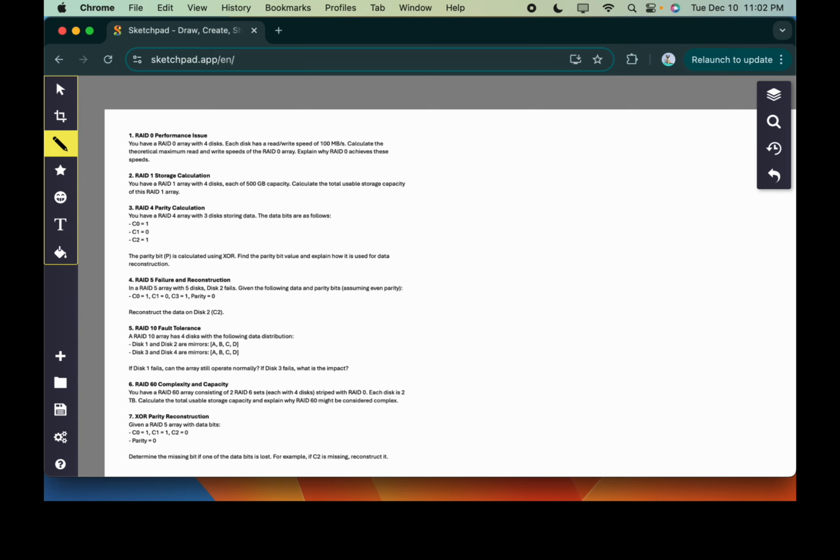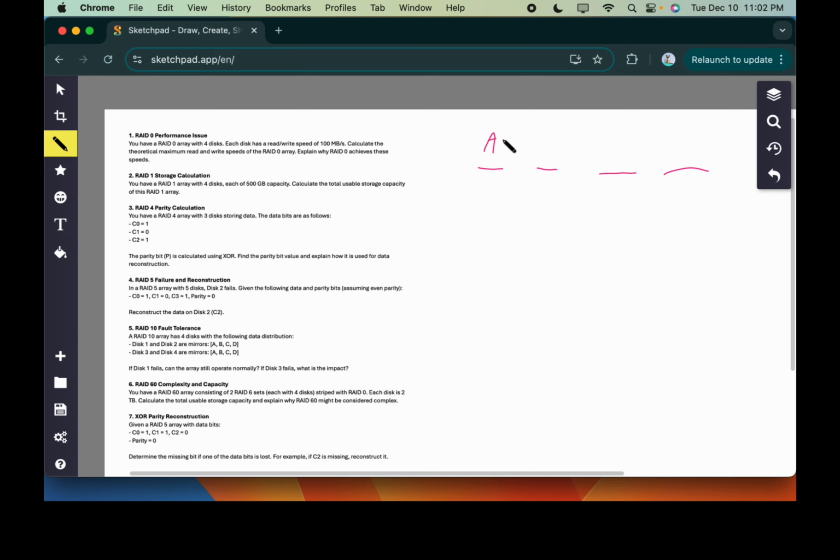So we have a RAID 0 array with 4 disks. Each disk has a read-write speed of 100 megabytes per second. Calculate the theoretical maximum read-write speeds of a RAID 0 array. Explain why RAID 0 achieves these speeds. What is RAID 0? It's striping, essentially.